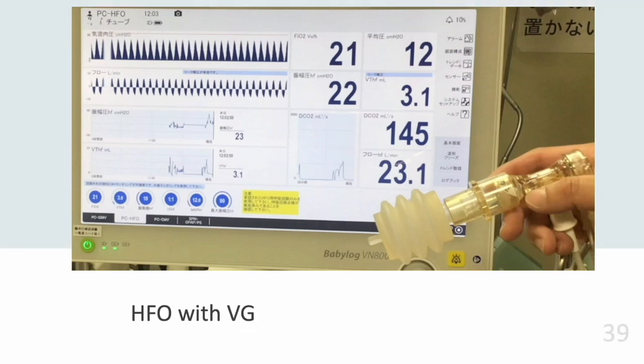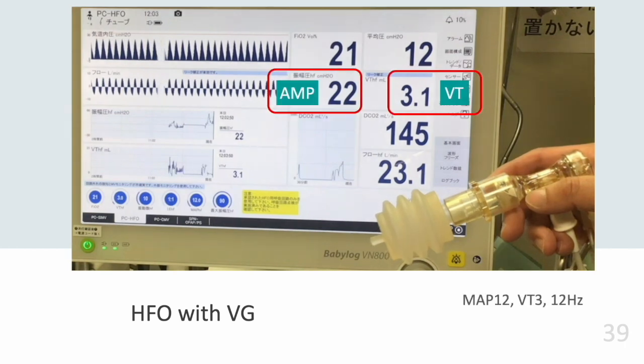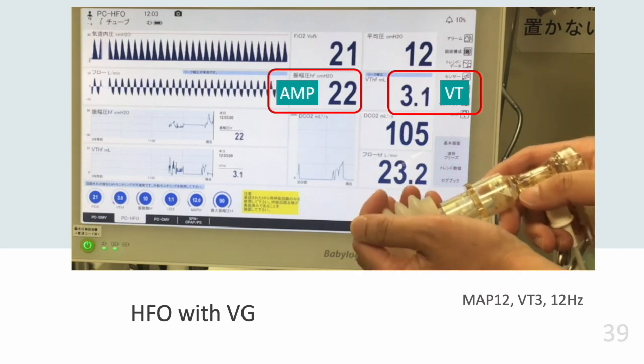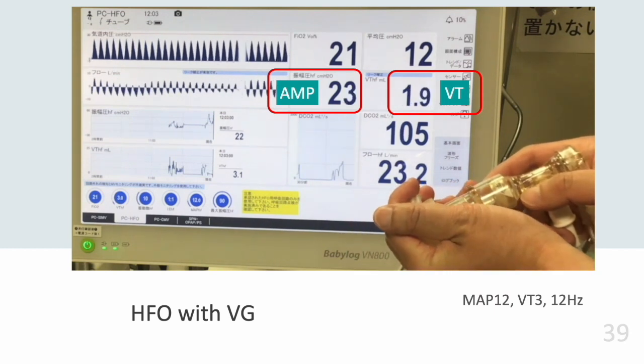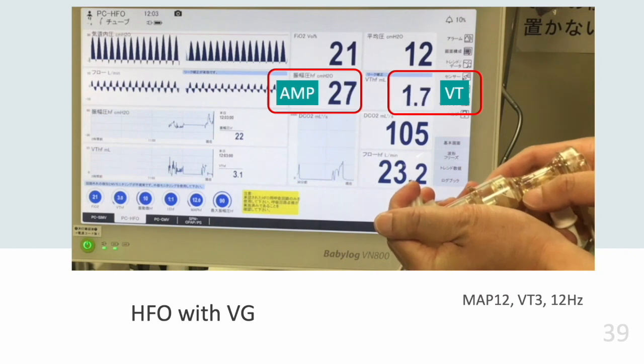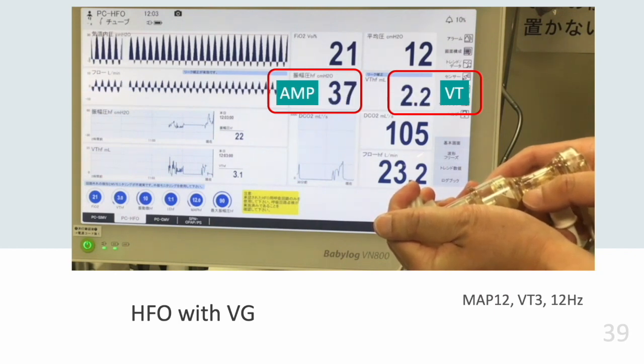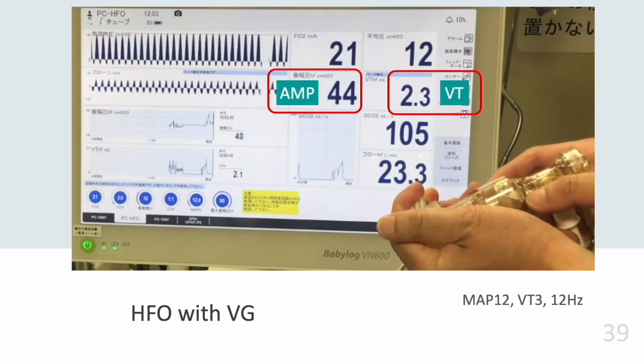Next, let's examine the volume guarantee mode. Tidal volume was set to 3 milliliters. If the model test lung is not touched, the amplitude is in the low 20s. But if the model lung is held by hand to reproduce poor lung compliance, the amplitude increases to maintain a tidal volume of 3 milliliters.